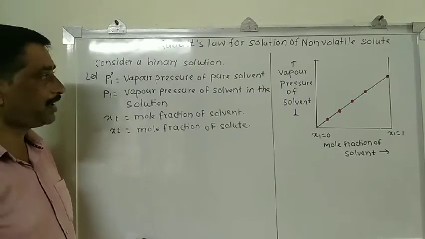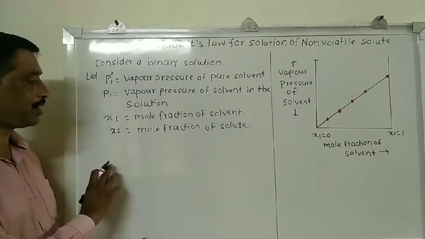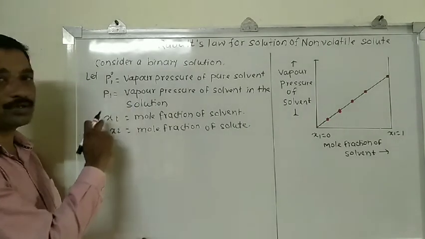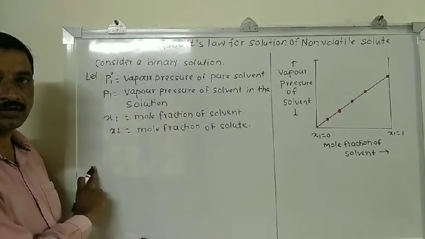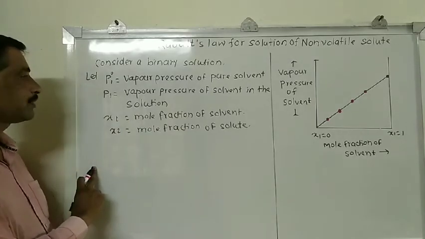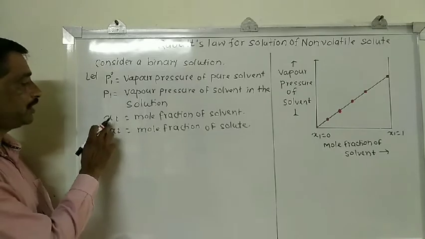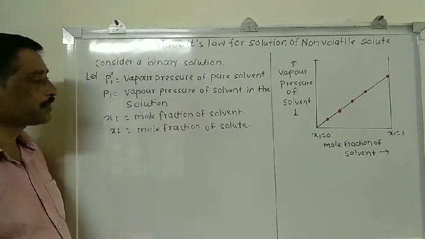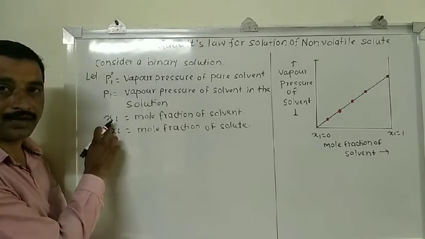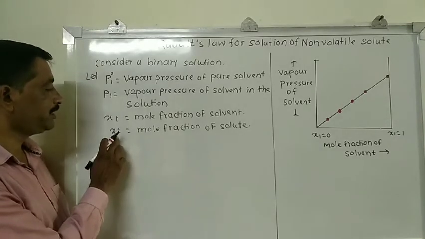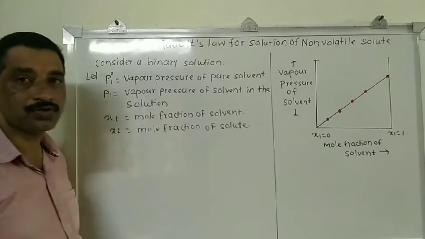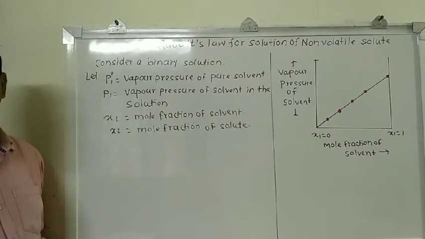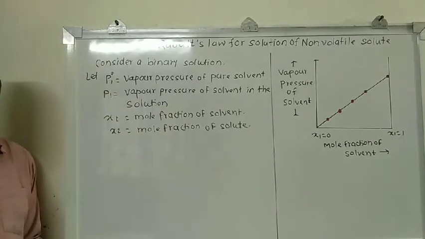As a binary solution, it contains two components. One is a solute which is non-volatile, and second one is a solvent which is also liquid. So x1 is equal to mole fraction of solvent. त्या solution मध्ये solvent चे mole fraction किती घेतला आपण? x1 एवढा घेतला. x2 is equal to mole fraction of solute. x2 is the mole fraction of solute.